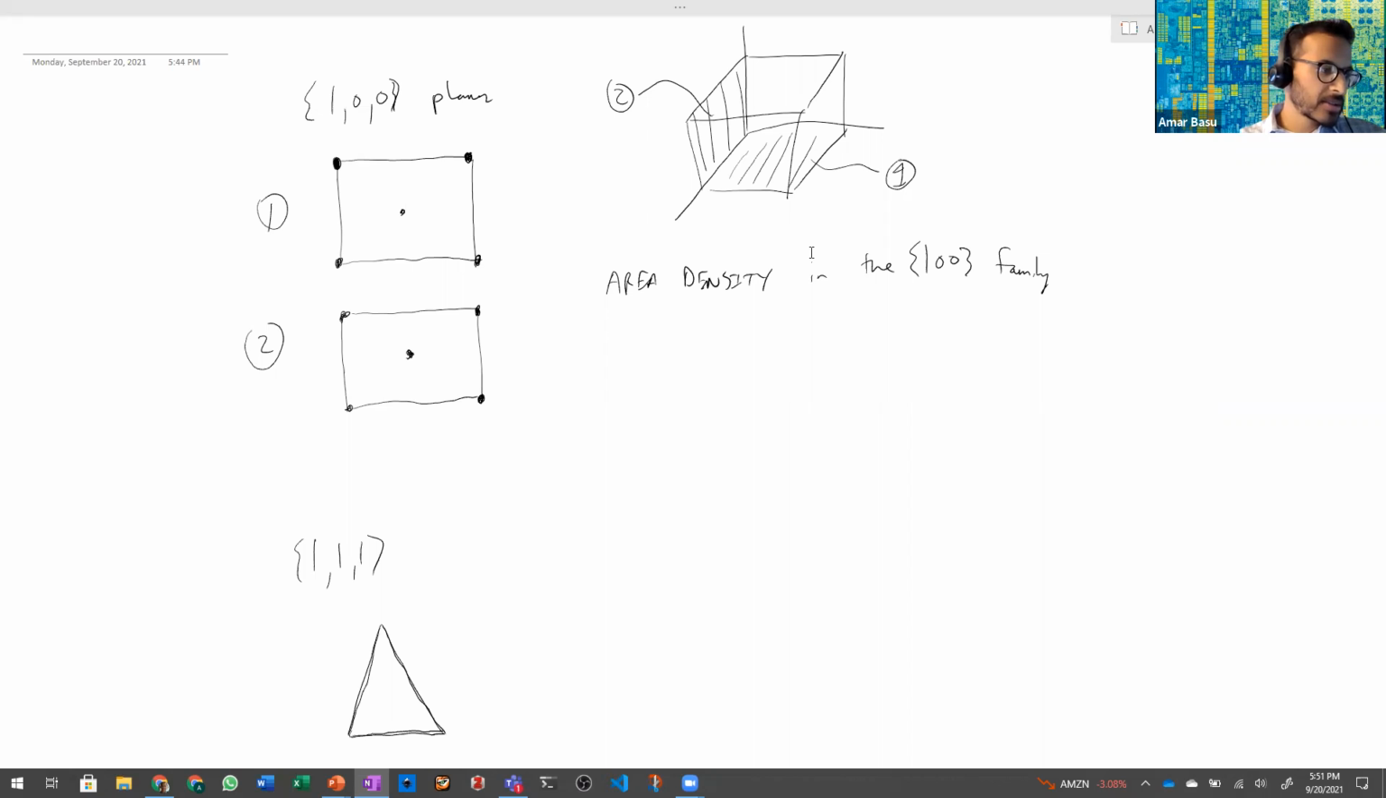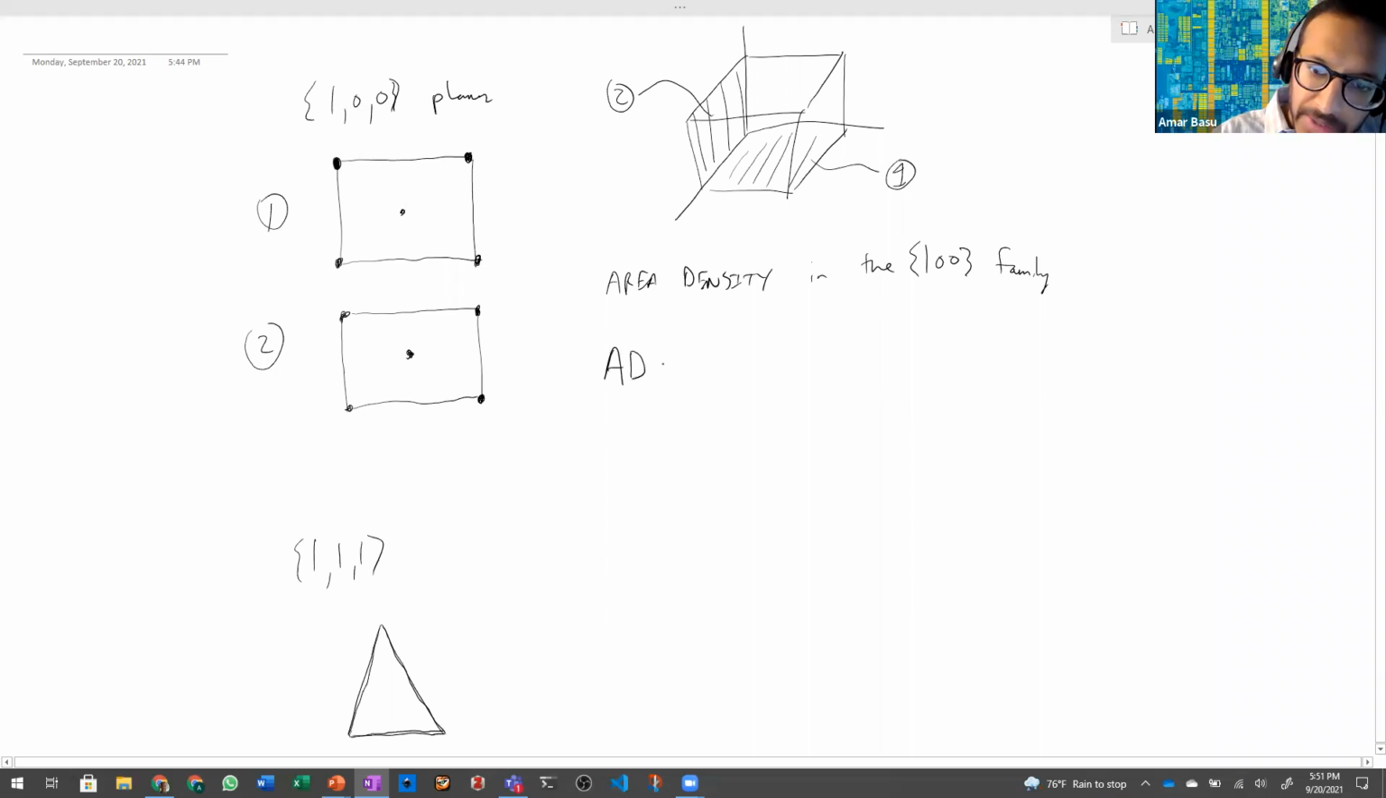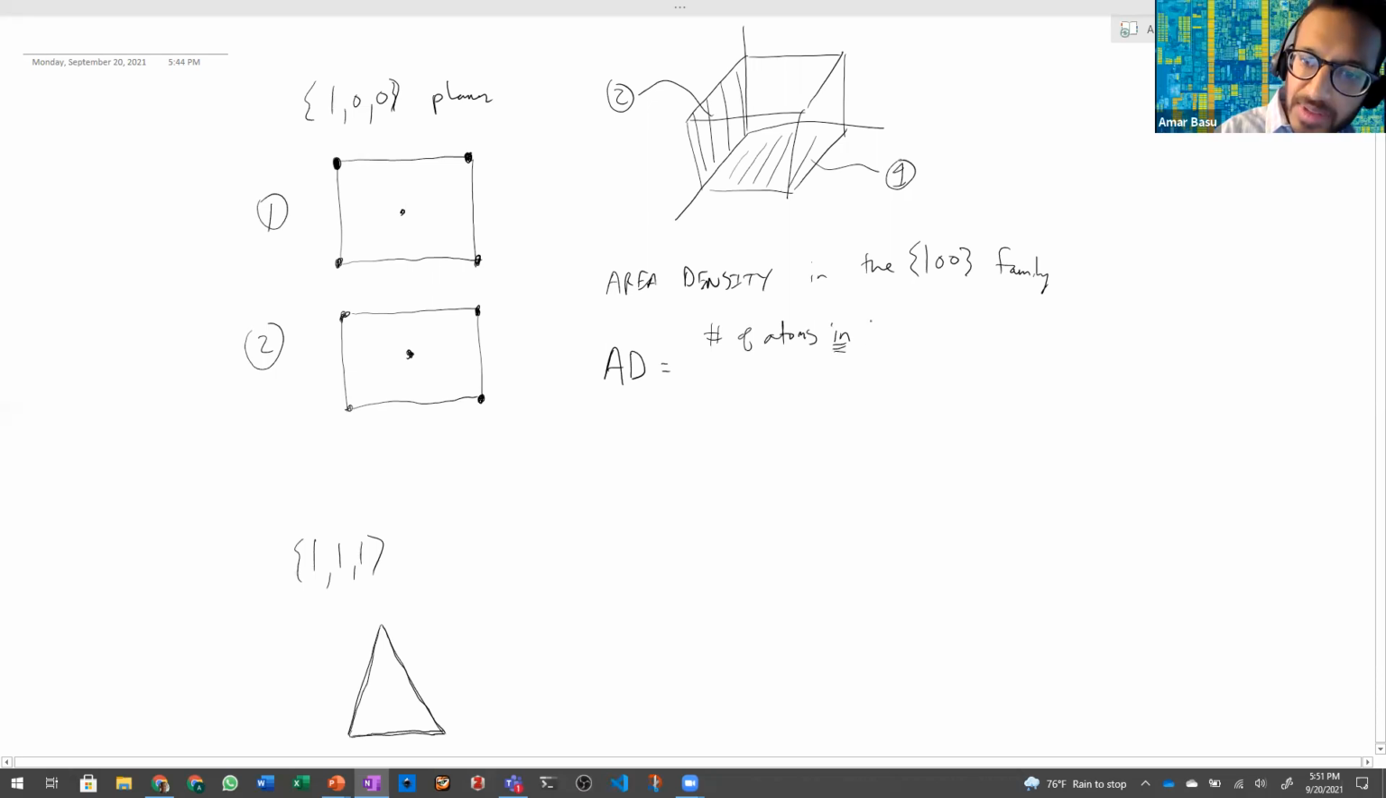So how are we going to do this? What's the first step? Just the number of atoms on the face over the area of the face, right? Correct. Good. First step. So number of atoms in, I'm just underlining this because it's the number of atoms in the unit cell, divided by the area of the unit cell.